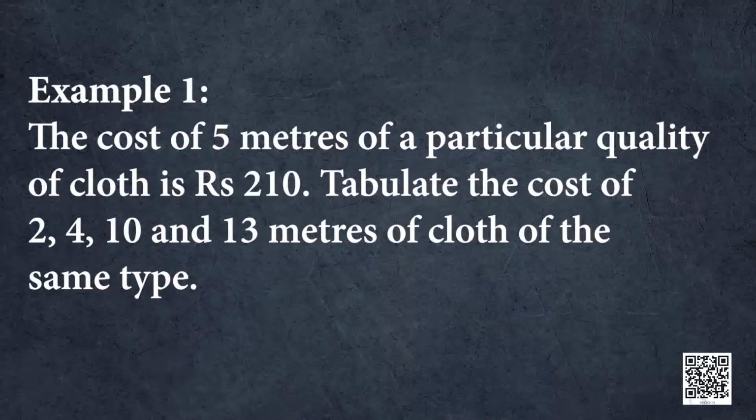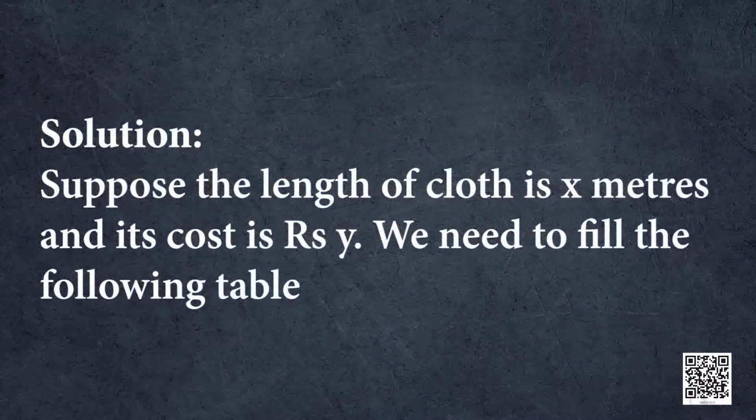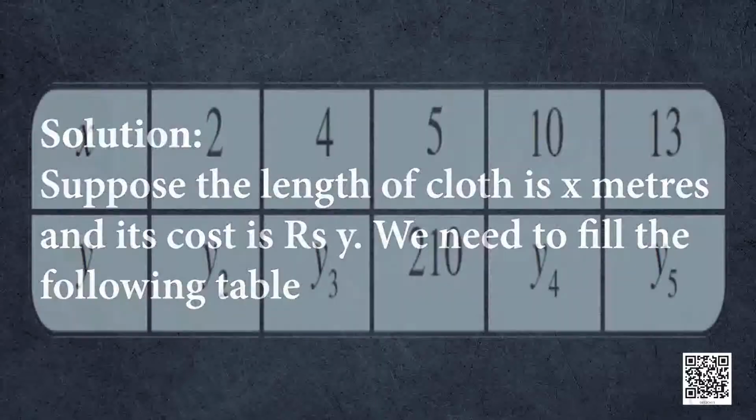Tabulate the cost of 2 meters, 4 meters, 10 meters and 13 meters of cloth of the same type. How can we solve this? Solution. Suppose the length of the cloth is x meters and its cost is rupees y. We can put it into the tabular form as given here.